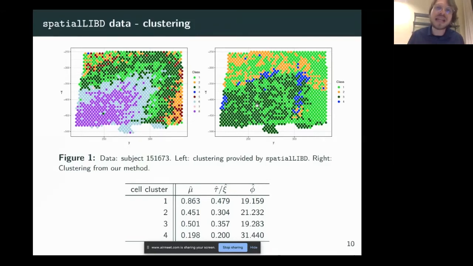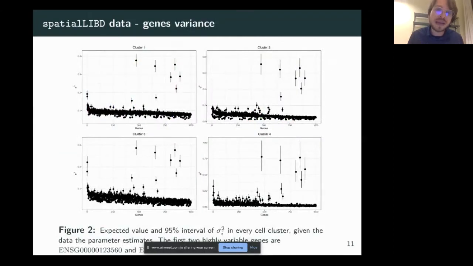And for each and every cluster we distinguish, we have the parameter estimates, so the average expression, as well as the ratio between the spatial parameter and the nugget effect, which tells us the amount of spatial expression with respect to the nugget effect in each and every cell type that we distinguish. And in the same way, we can look at the expected variance for each and every gene within the cell types. And it's a kind of posterior distribution, this one.